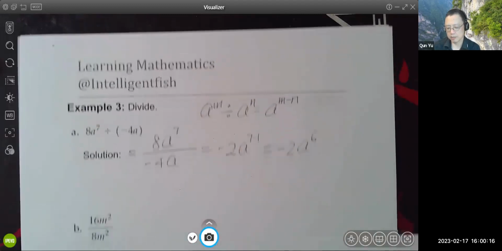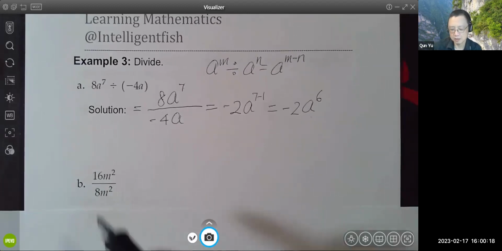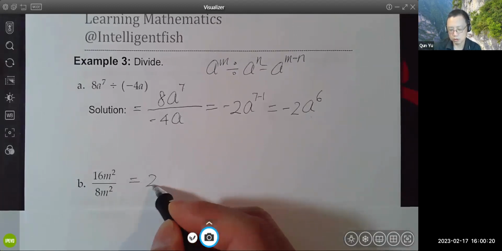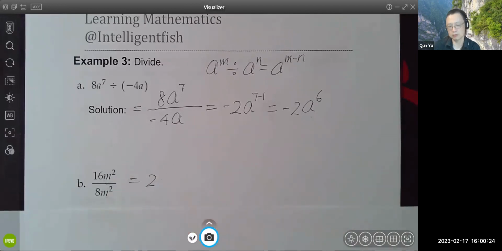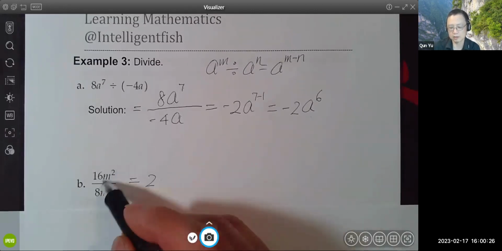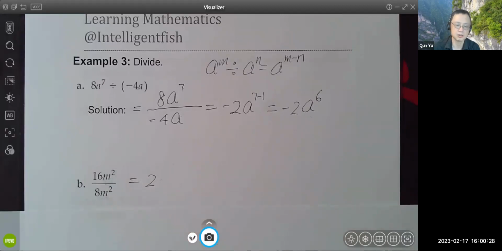Now, if we do it that way, it's much easier, this one. 16 divided by 8 is 2. Something divided by itself is 1. 2 times 1 is still 2. Oh, that's it. You can also see just cancel this m squared. Cancel common factors.